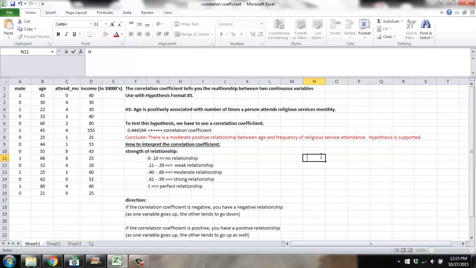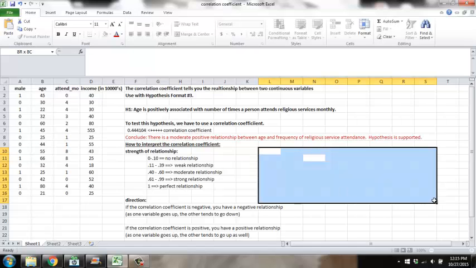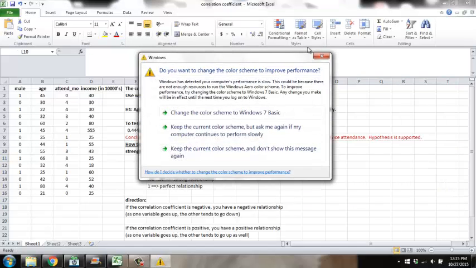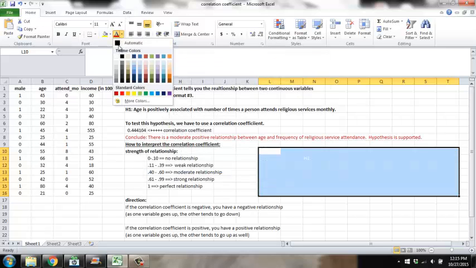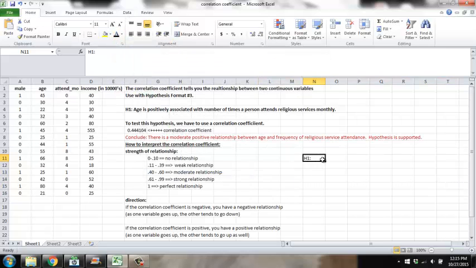Now we have a hypothesis. I'm just going to put it right here. Hypothesis H2: age is positively associated with income. So we think that older people will tend to have higher incomes than younger people.